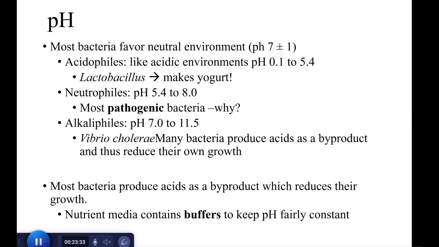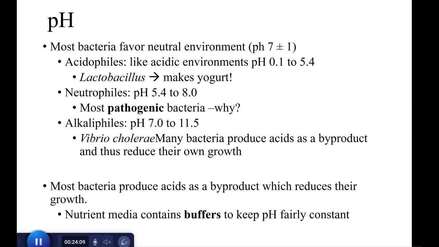Some are not going to be able to live at those acidic conditions. An example of this would be lactobacillus. If you eat yogurt, if you look at the back of your yogurt container, it will actually have the live cultures that are in your yogurt container. One of those is usually lactobacillus. It likes a more acidic environment. Neutrophiles, they like a more neutral environment. Now, usually we think about neutral as being anywhere from 6 to 8 pH. So that's the type of condition that neutrophiles are going to enjoy.